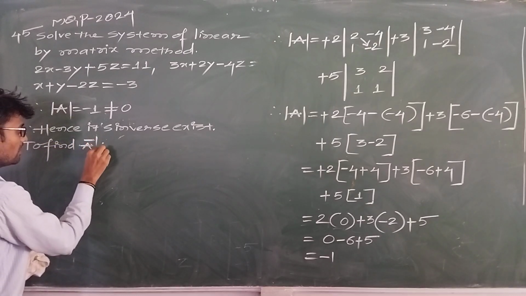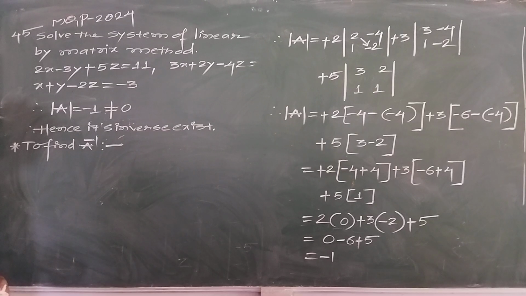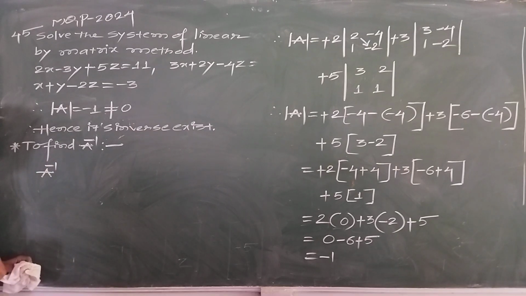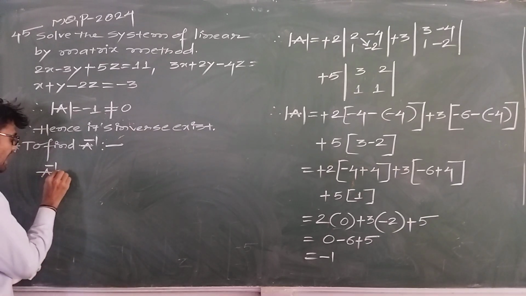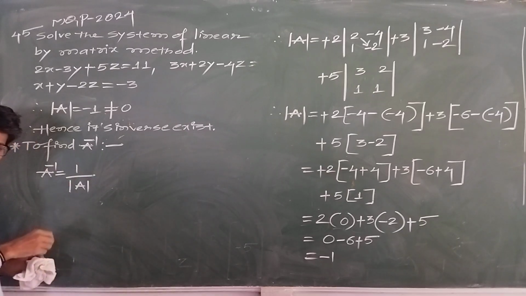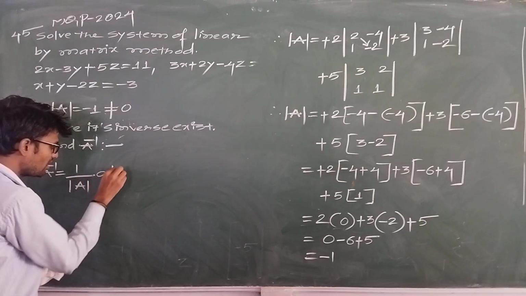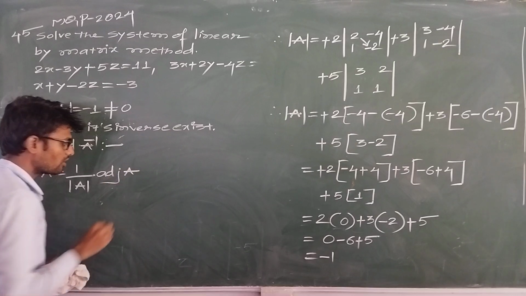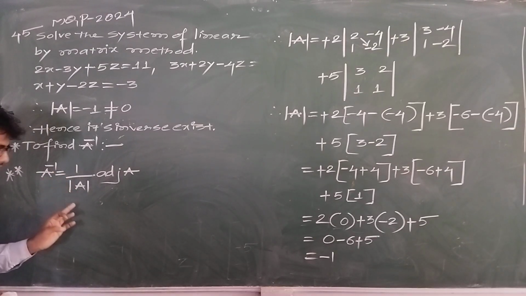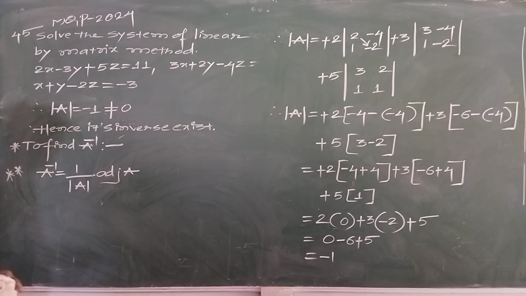Now after this you go for finding A inverse. You go for the inverse of the matrix. Calculate the inverse of the matrix. The inverse of the matrix is calculated by using the formula A inverse is equal to 1 divided by determinant of A into adjoint of A. This is the formula of A inverse, very important, you remember. I will put a star mark for this.